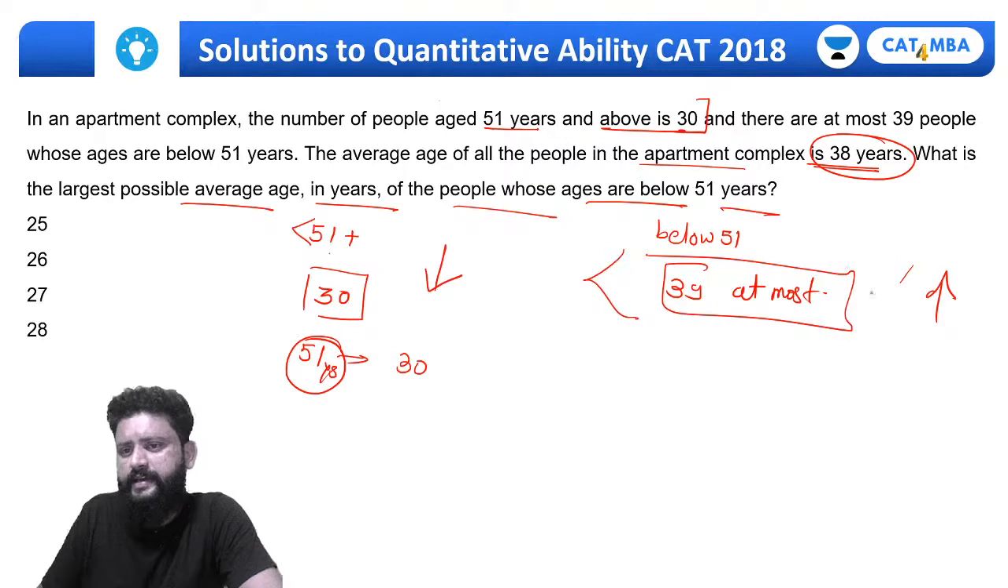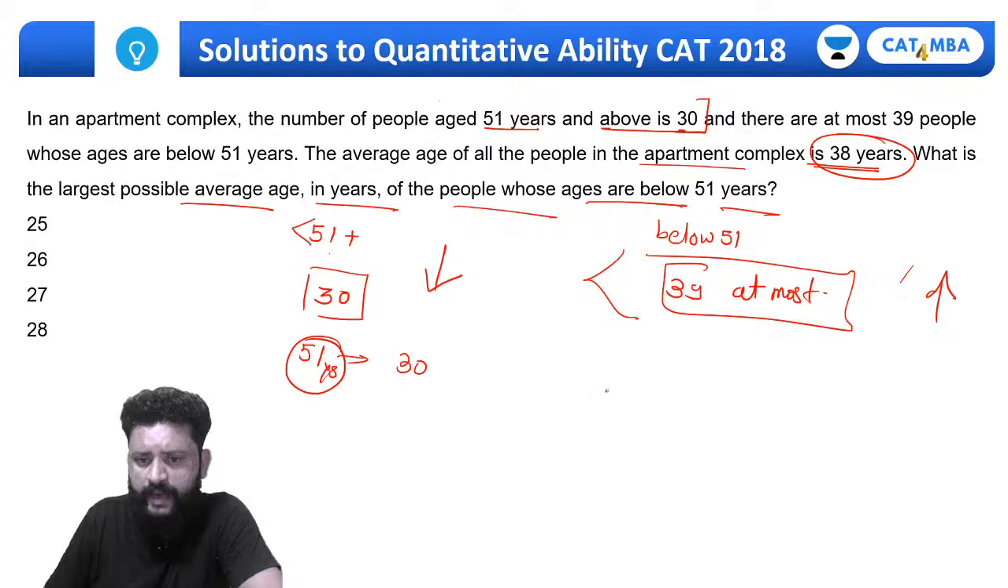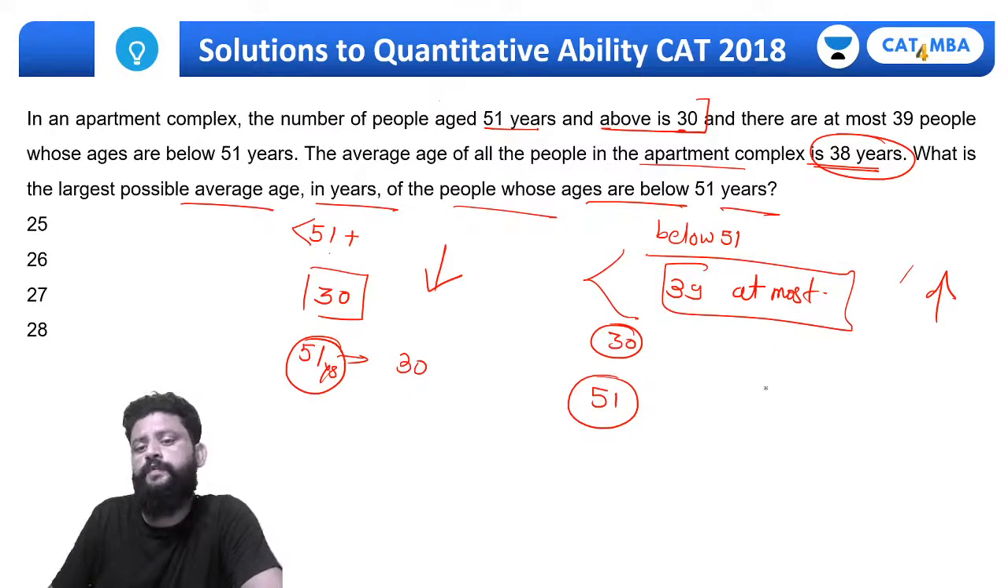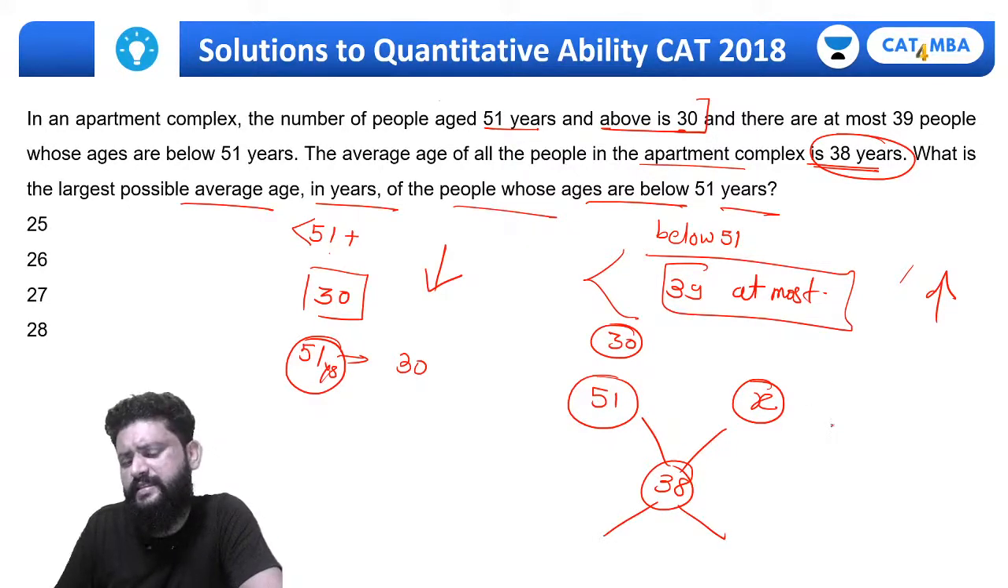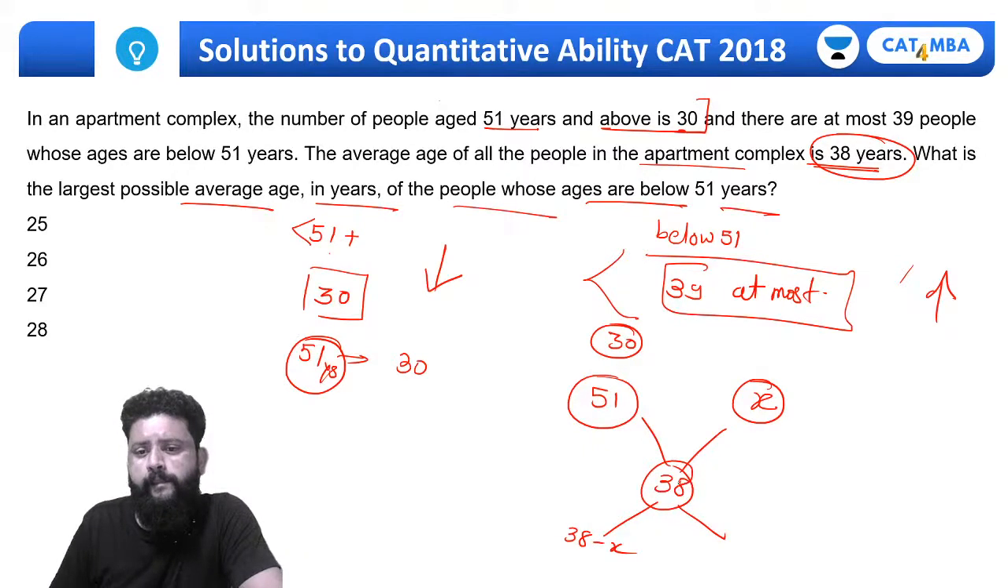एंड उनको मिक्स करना है के साथ. तो जो 30 लोग हैं उनका एवरेज है 51, and they are mixed with the other group whose average is, let's say, x, and x must be the largest possible. X is the average of the people who are below 51 age, और दोनों के एज का एवरेज हमें 38 लाना है. डेफिनेटली x must be less than 38, so this will be 38 minus x, and this will be 51 minus 38, that comes out to be 13.